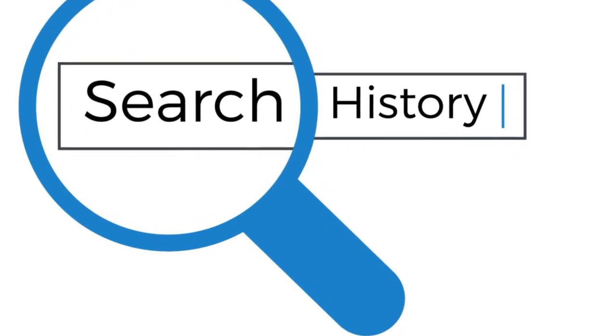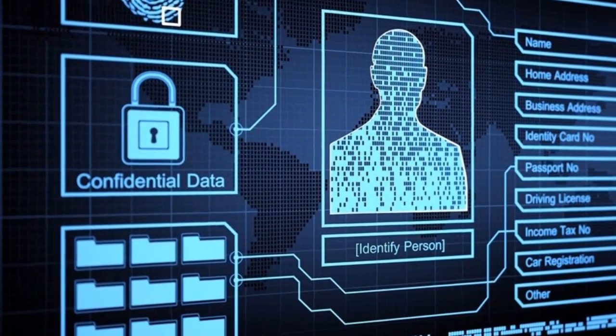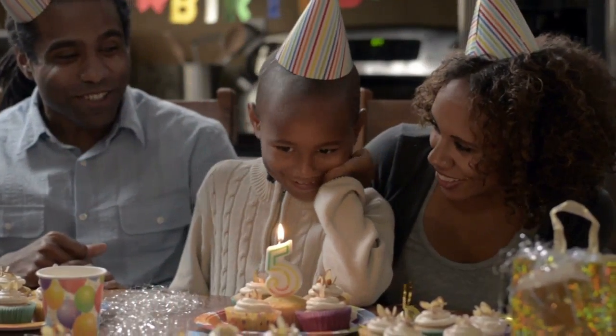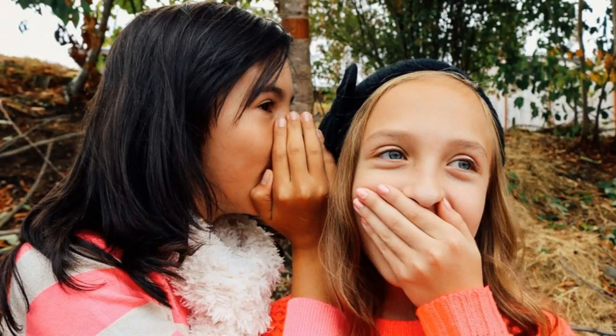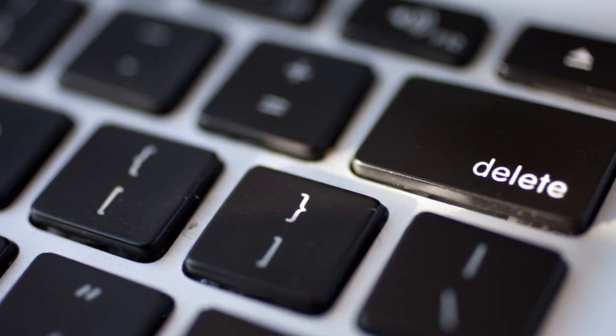Your search history holds a lot of personal information about you. It contains everything from your favorite bands and restaurants to that special gift you're planning to buy for a loved one on their birthday. And while Google doesn't want to intentionally reveal your secrets to your friends and family, there are plenty of reasons you may want to get rid of it. Luckily, there are a few easy ways to do it.